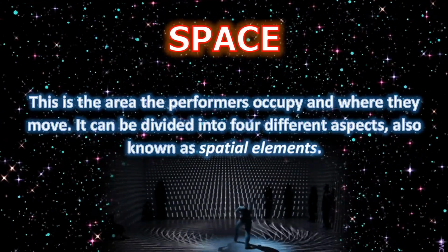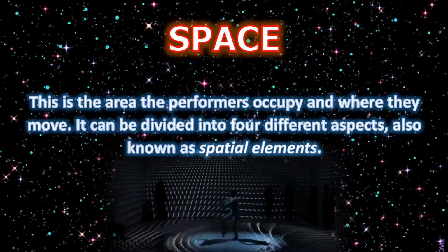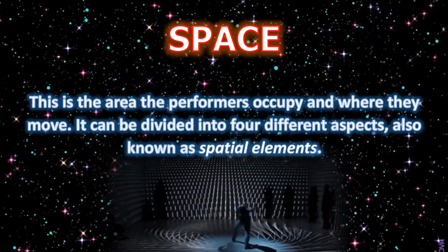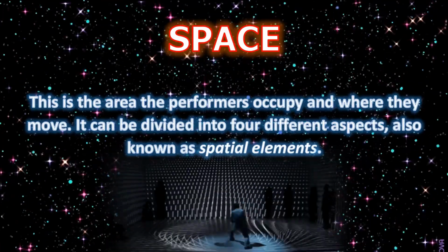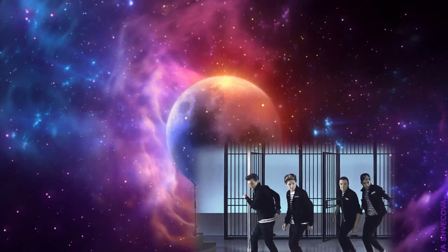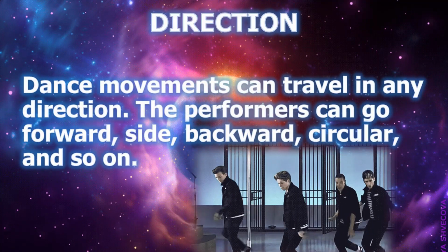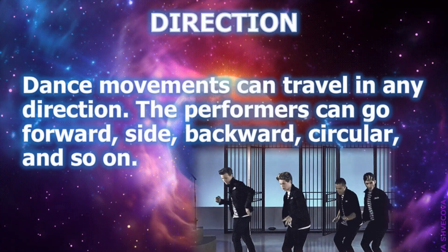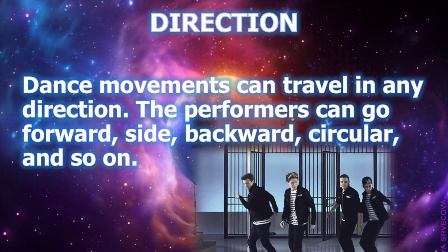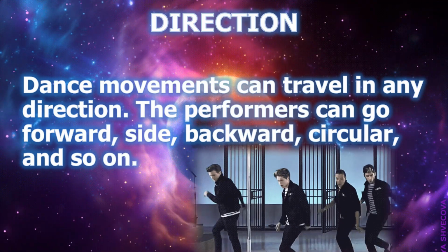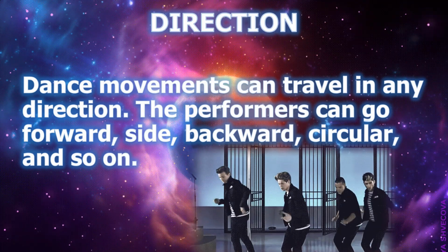Space is the area the performers occupy, and where they move. It can be divided into four different aspects, also known as spatial elements. The first spatial element is direction. Dance movements can travel in any direction. The performers can go forward, sideward, backward, circular, and so on.